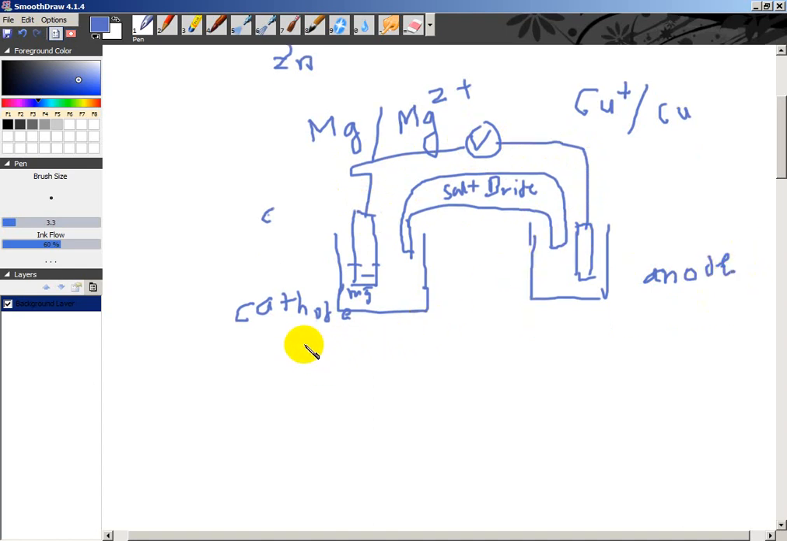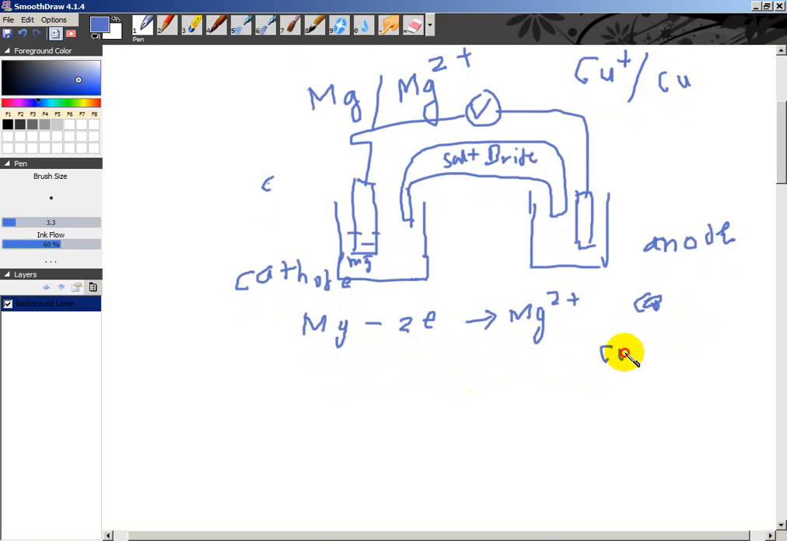Here magnesium loses two electrons and becomes Mg2+. Oxidation occurs here; this is the oxidation half cell. Here at the cathode, copper Cu2+ gains electrons, reduction occurs, so it becomes copper. So here oxidation occurs and here reduction occurs.